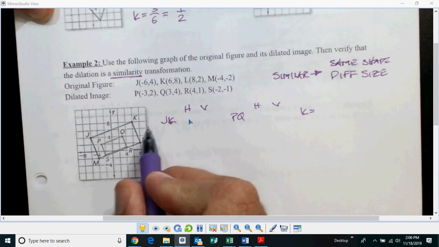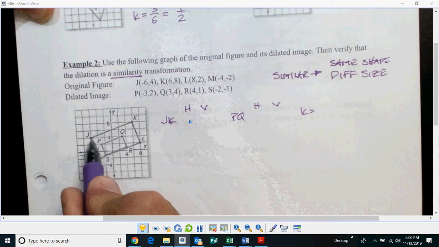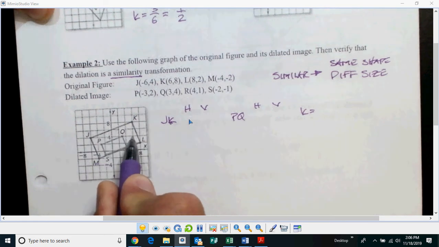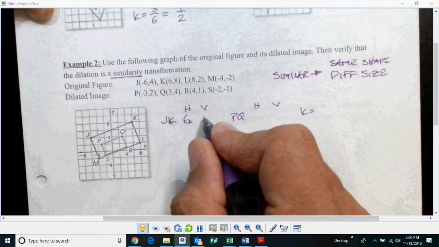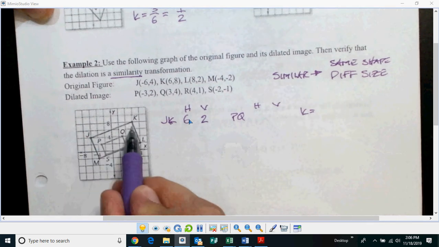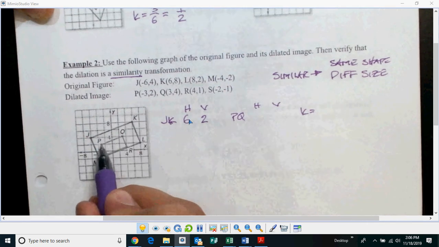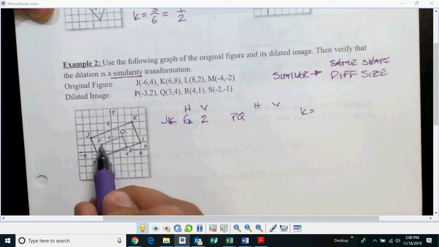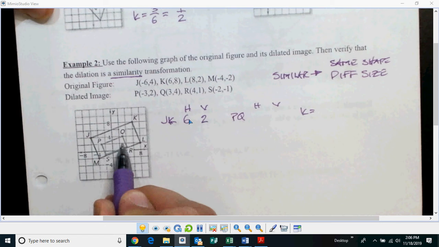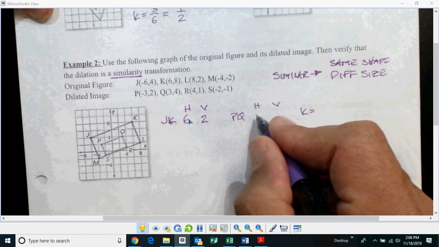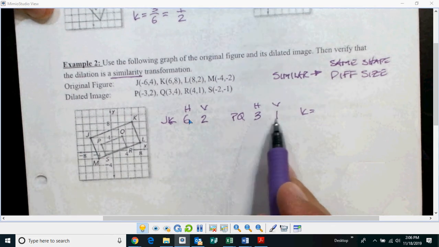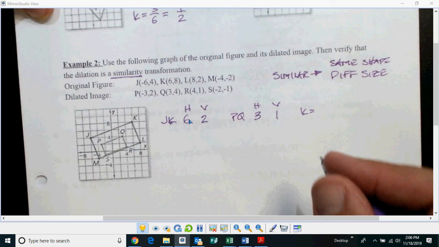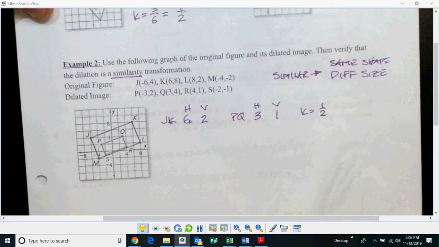So if I look at JK, the horizontal distance it covers is 1, 2, 3, 4, 5, 6 units. And the vertical distance is 2 units. So it's 6 units over, 2 units up. If I look at PQ, this one starts at the half, and it goes half, 1.5, 2.5, and about 3, and then up 1. So it goes horizontally 3 and vertically 1. So what's the ratio of these distances to this distance? 1/2. It's definitely 1/2.